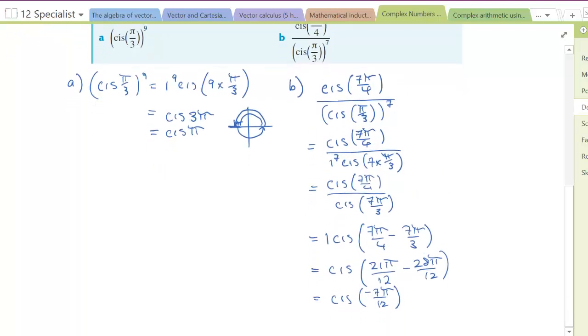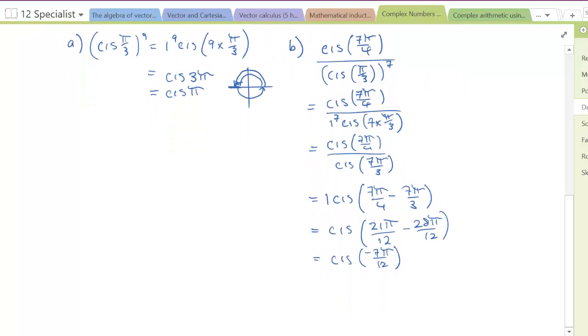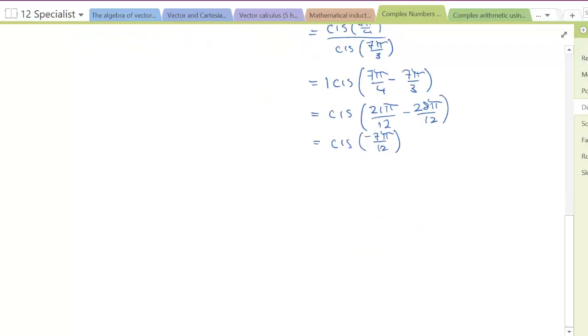So all we're asked to do is simplify. We don't have to put it into component form, we can leave it in this trigonometric form. Alright, so we'll look at another example.